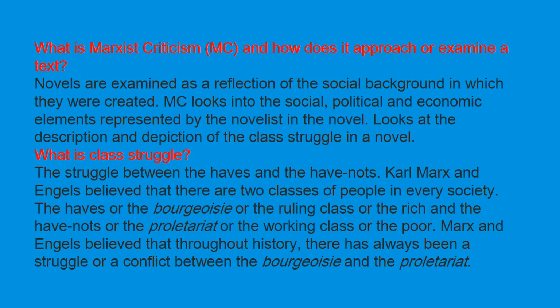What is Marxist criticism and how does it approach or examine a text? Now, novels are examined as a reflection of the social background in which they were created. Marxist criticism looks into the social, political, and economic elements which have been represented by the novelist in the novel. It looks at the description and the depiction of the class struggle in a novel. I have used the word novel, but it can also refer to a drama.